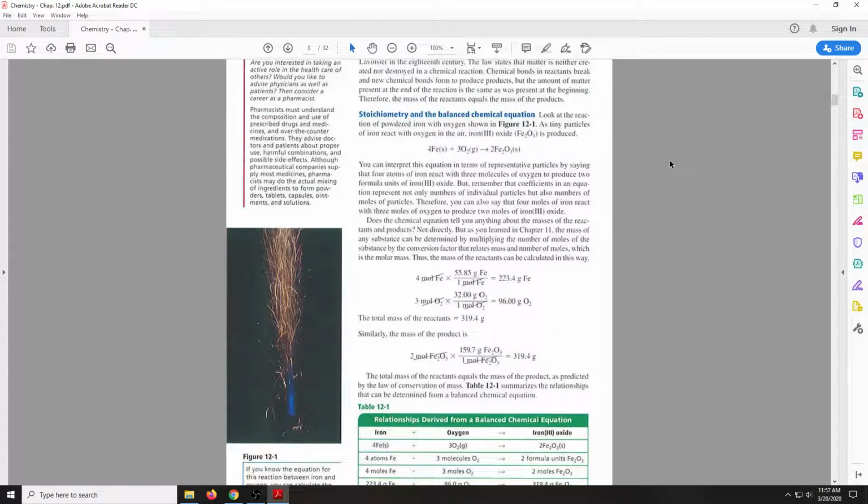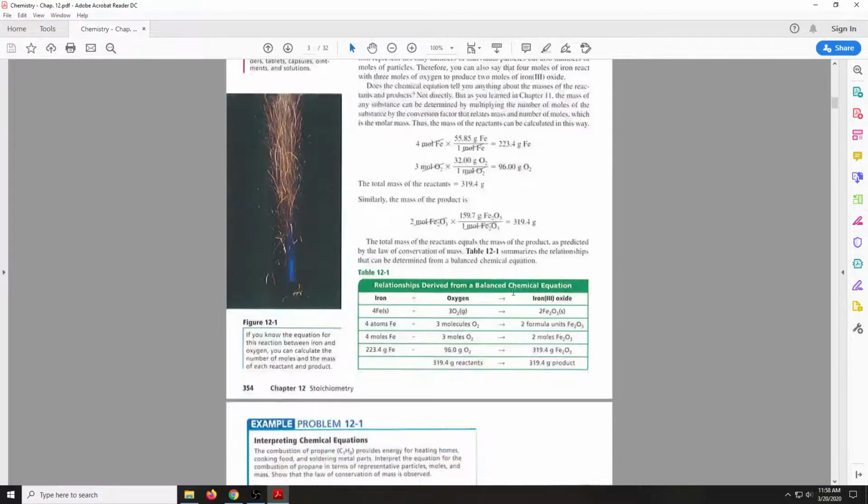Well, luckily, we spent all of last chapter learning that stuff. 4 moles of iron multiplied by the molar mass of iron gets us 223.4 grams. 3 moles of oxygen, of O2 specifically, multiplied by the molar mass of O2 is 96 grams. So we have 223.4 grams of iron on the left, plus 96 grams of oxygen on the right, combined to make 319.4 grams of reactants total.